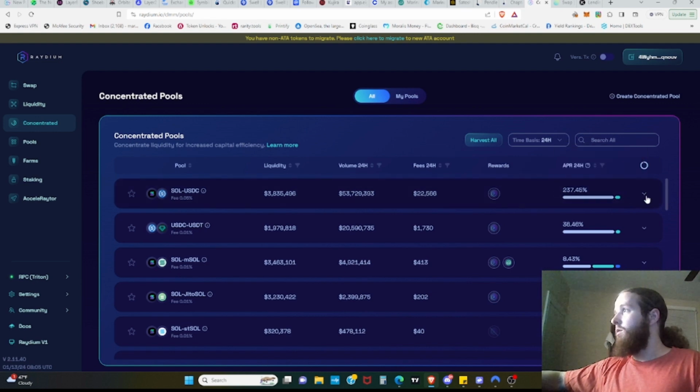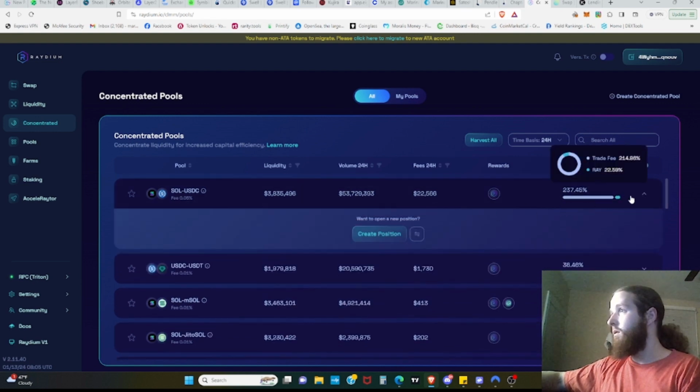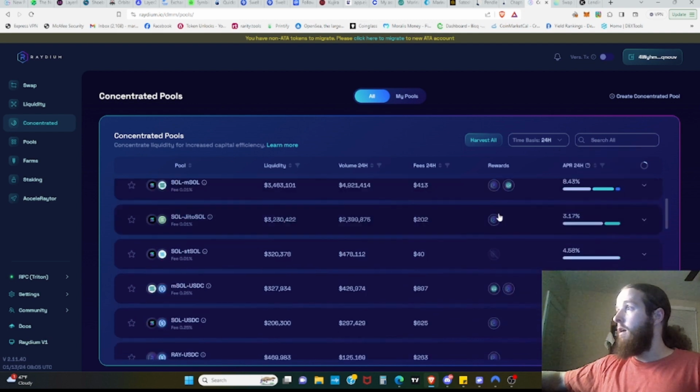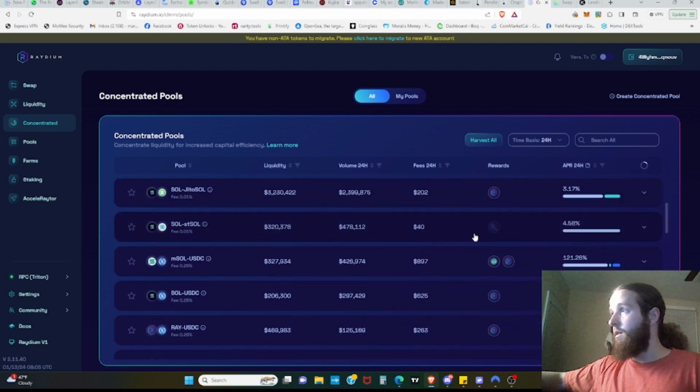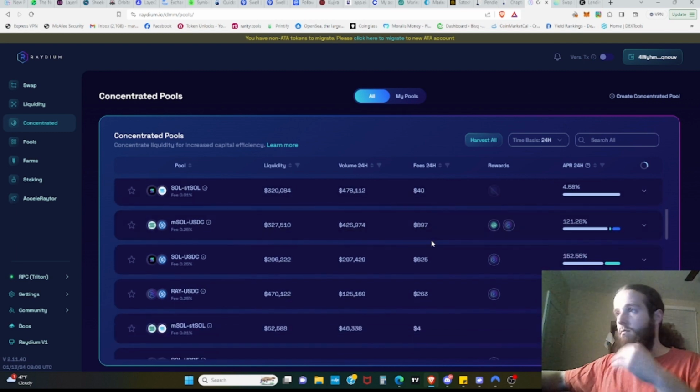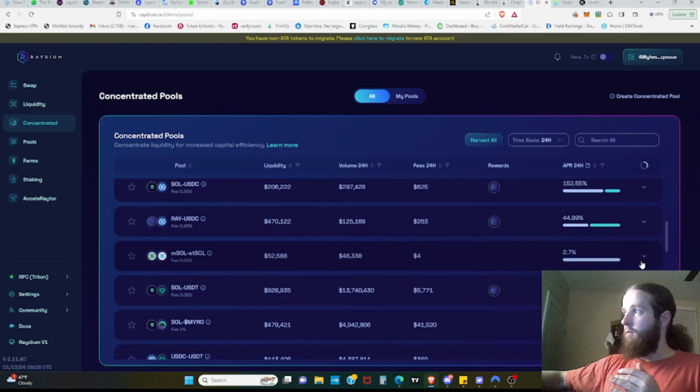These APRs that you see here are adjusted, I believe, on an hourly basis based on supply and demand. So this specific pool has $3.8 million in liquidity, $53 million in volume, and so the fees that were generated were high. That's why this APR is so high. If you scroll down to another pool right here, for example, the APR is only 4.5 because the fees are considerably lower. So that is how they judge the trading volume.